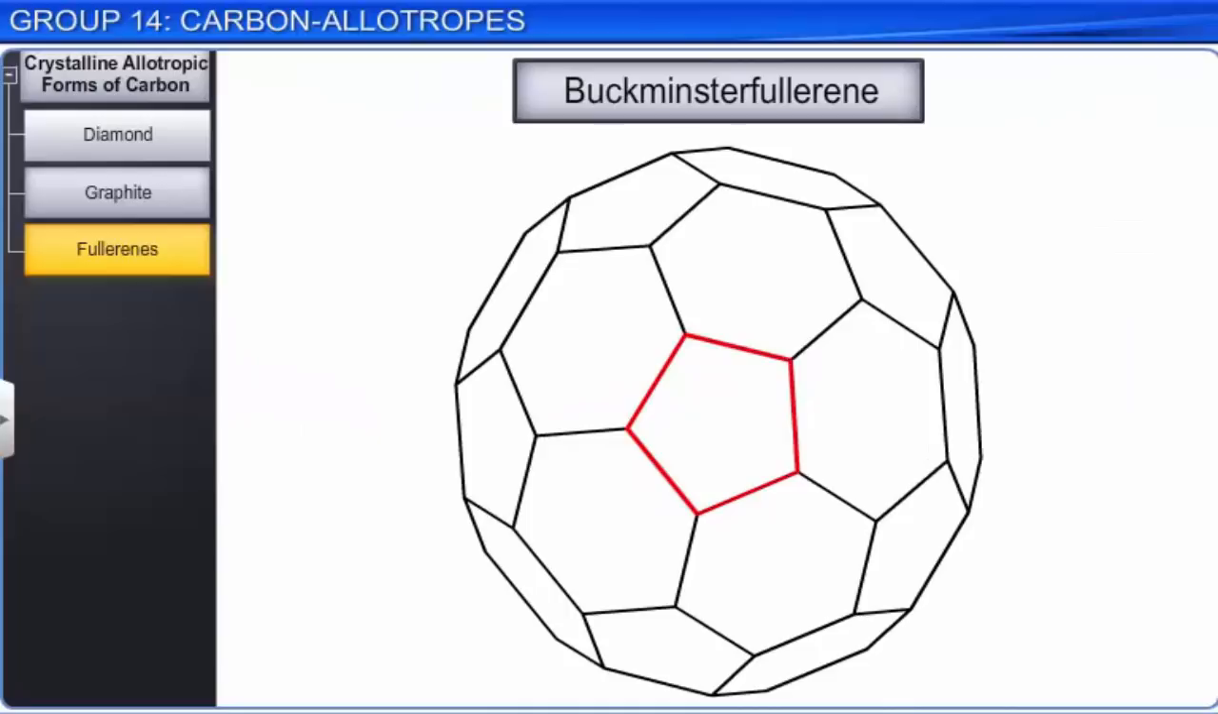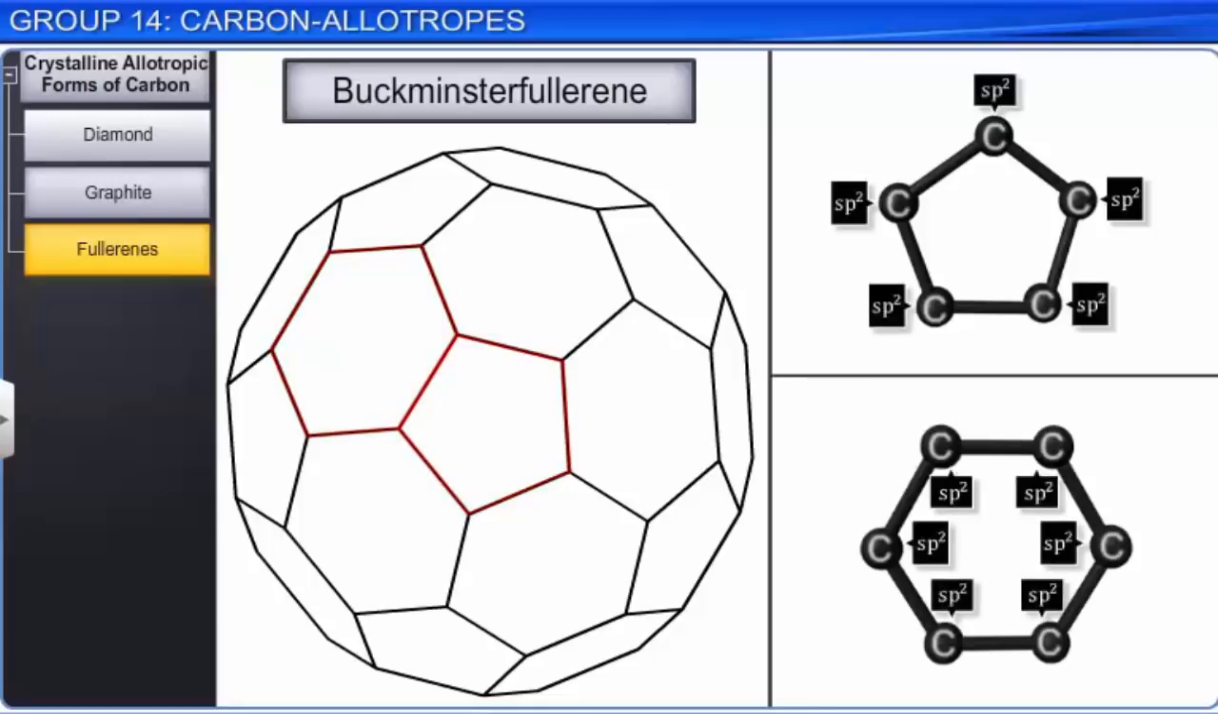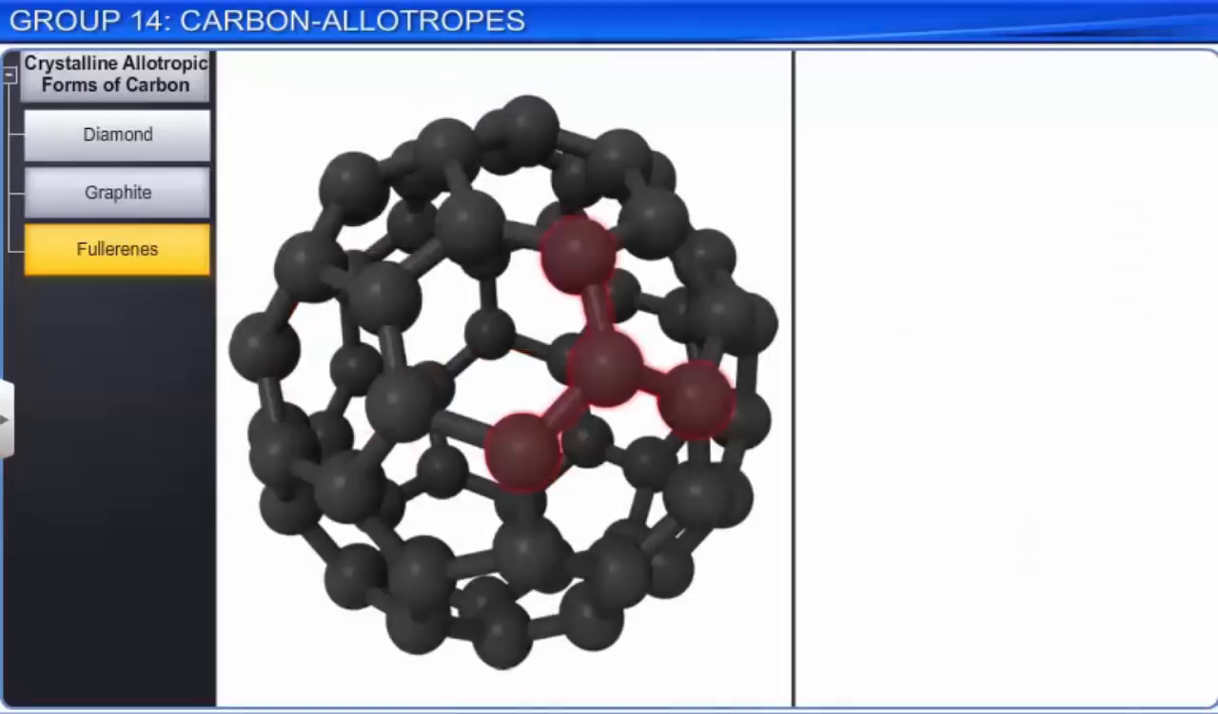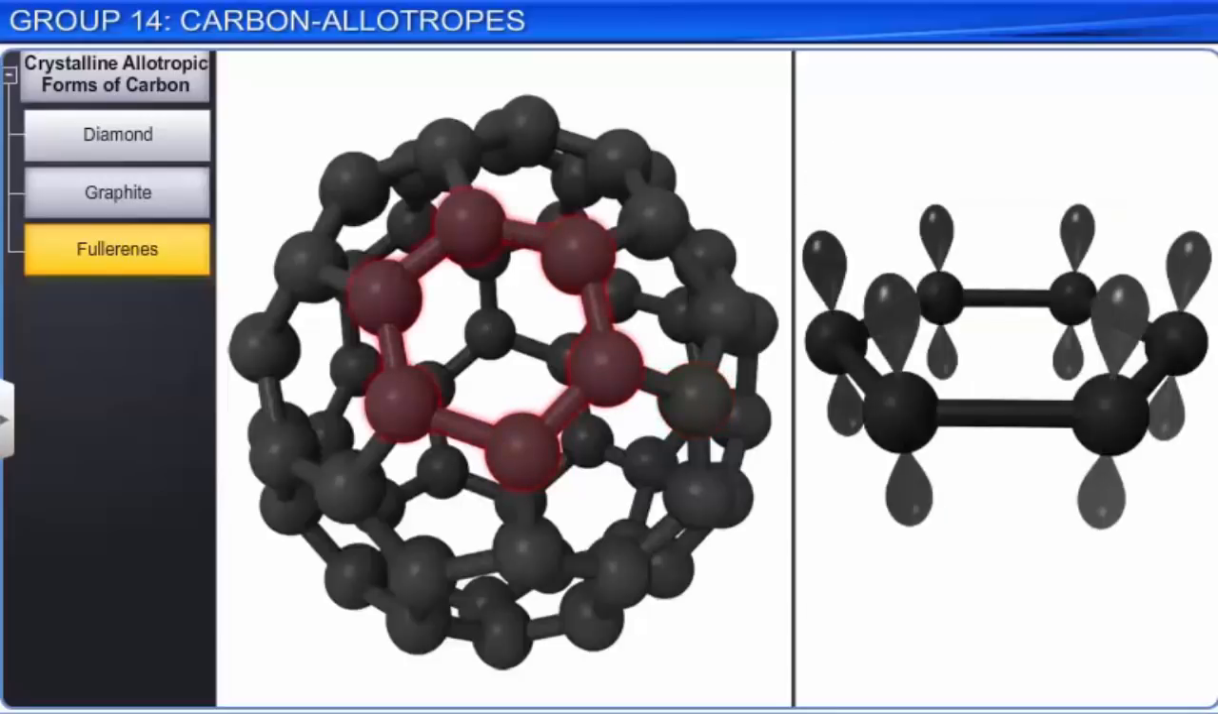and 12 5-membered rings. A 5-membered ring is fused with only 6-membered rings, while a 6-membered ring is fused with 6- or 5-membered rings. All the carbons in the Buckminster fullerene molecule are sp2 hybridized. Each carbon atom forms 3 sigma bonds with its 3 neighboring atoms. The remaining electron in each unhybridized p orbital of carbon is delocalized in molecular orbitals, giving aromatic character to the molecule.